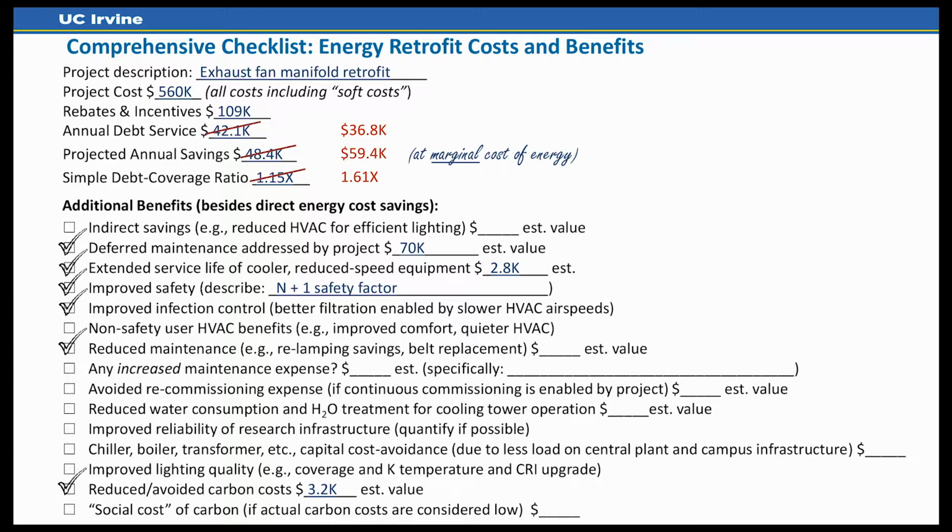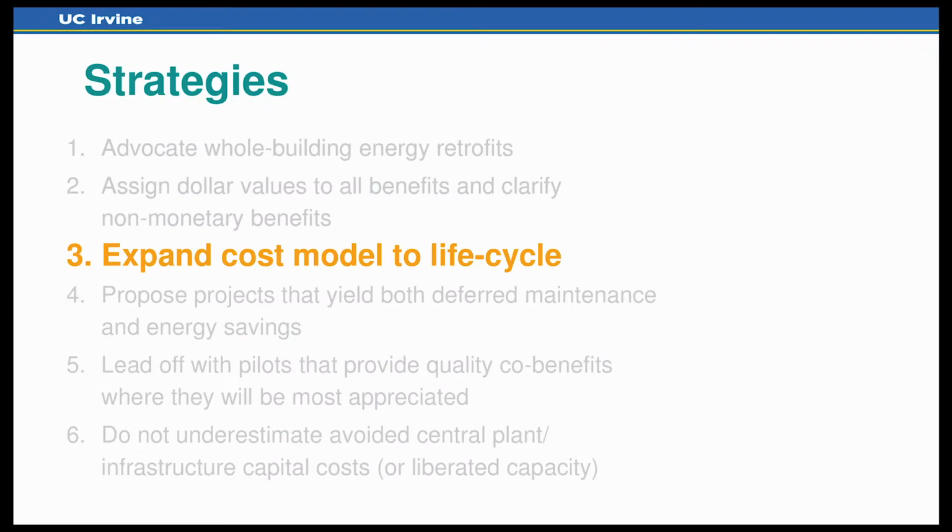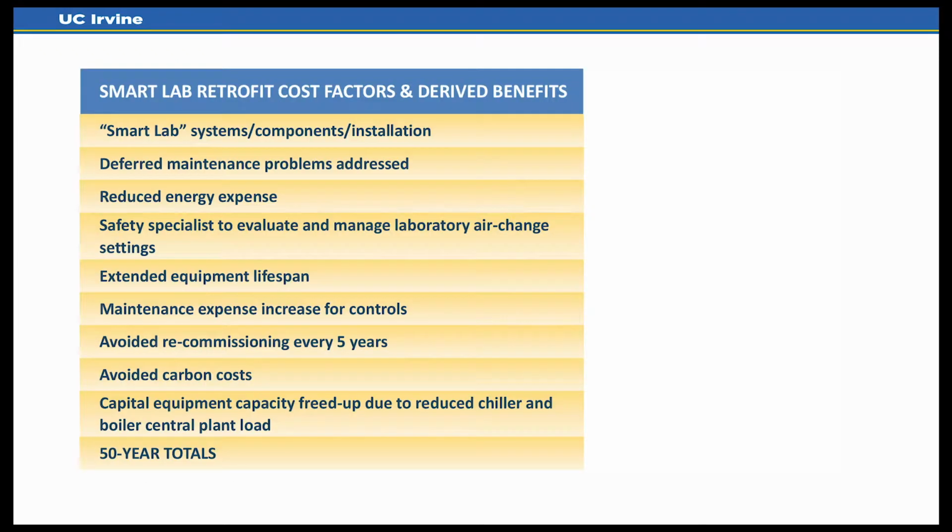Expanding this idea to take a life cycle perspective is even more interesting. So this goes back to that Smart Lab project I started out with. And I'm going to combine the average of all the retrofit projects we did. Some of these things add costs and some are benefits that reduce costs. So this is obviously the cost of the project. This is a subtraction. This is a big subtraction. This is a cost we added.